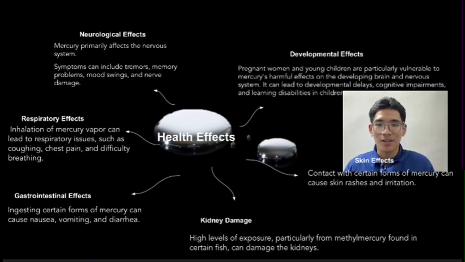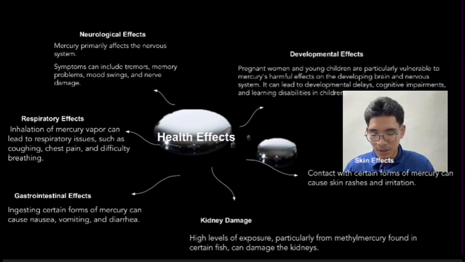Next, I will talk about the health effects of mercury. First is neurological effects. Mercury primarily affects the nervous system. Symptoms can include tremors, memory problems, mood swings, and nerve damage. Next is the respiratory effect. Inhalation of mercury vapor can lead to respiratory issues such as coughing, chest pain, and difficulty breathing.